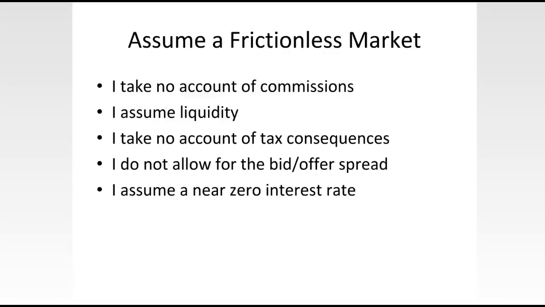I take no account of tax consequences. I have no way of knowing your tax bracket. I don't know if what you're doing is short-term capital gains, long, whatever. I don't bother. I actually don't know that much about taxes. I don't allow for the bid-offer spread. Once again, this goes back to liquidity. I like a very narrow bid-offer spread, preferably minimum tick. But in my lessons, I don't account for it. And I assume a near zero interest rate, which I know is not true for everyone. But in my calculations and illustrations, I assume that money may be borrowed and lent at the exact same rate. That's what I mean by a frictionless market. Not only in this lesson, but all my lessons, I assume a frictionless market.